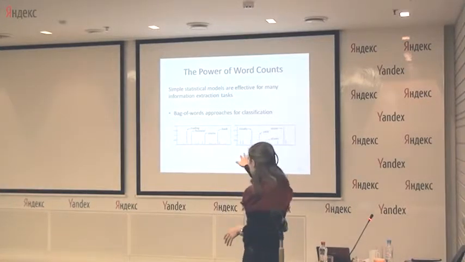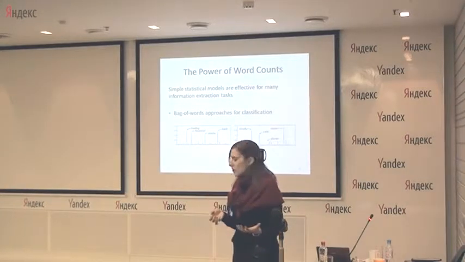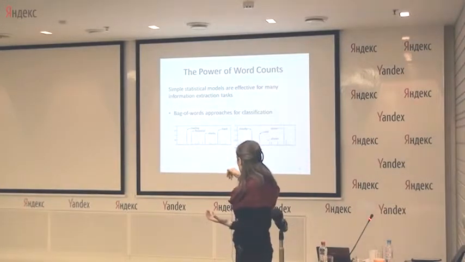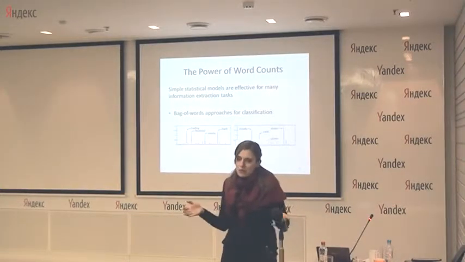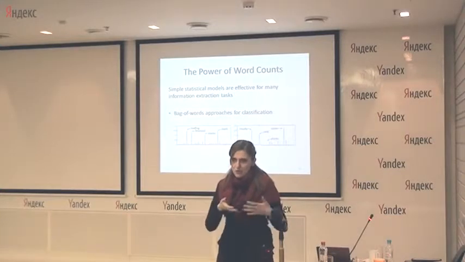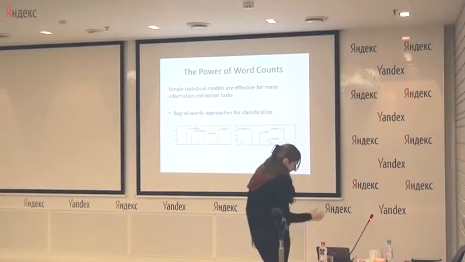So here, let's say we have a very simple task of predicting the topic of a document, like whether it's a financial document or a weather-related report. Looking at the word distribution is enough for you to make this prediction. So you can use some very standard classifier to make this prediction.